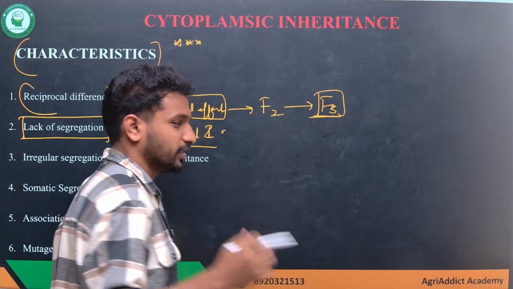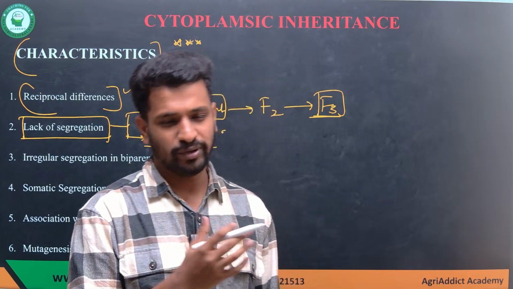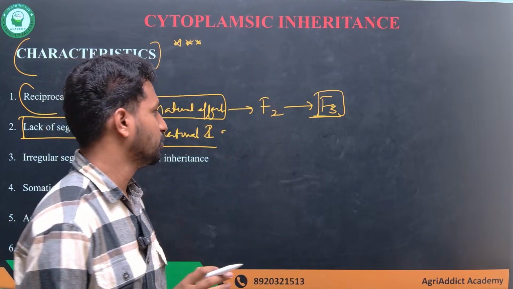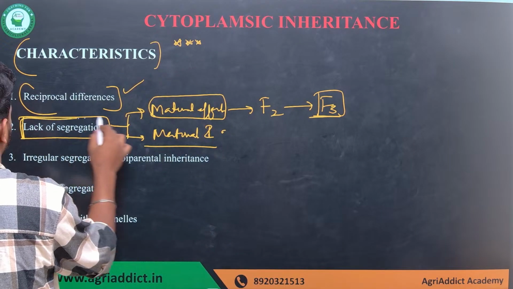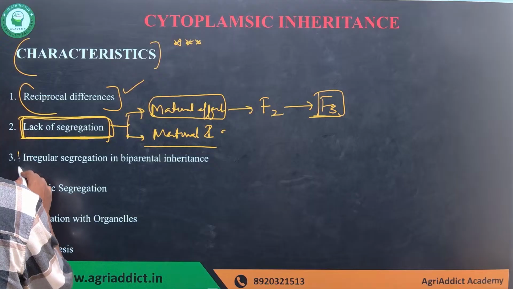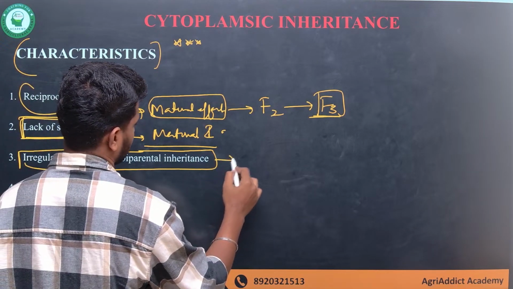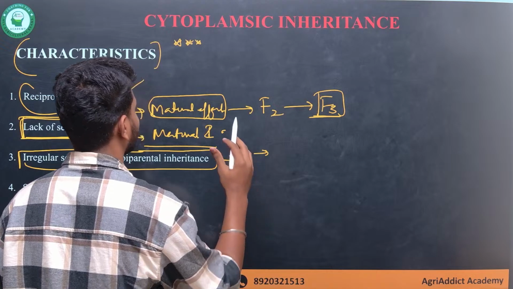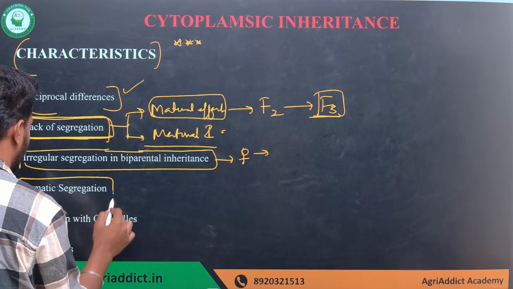And I told you what segregation is, right? Segregation is nothing but all the traits being expressed in a population. Nothing should be missed. If only one trait is expressing, that means there is a lack of segregation, and it is mostly because of the cytoplasmic inheritance. And next, there is irregular segregation in the biparental inheritance. That means only from the female the traits are getting inherited. That's what it means. Next, it undergoes somatic segregation.